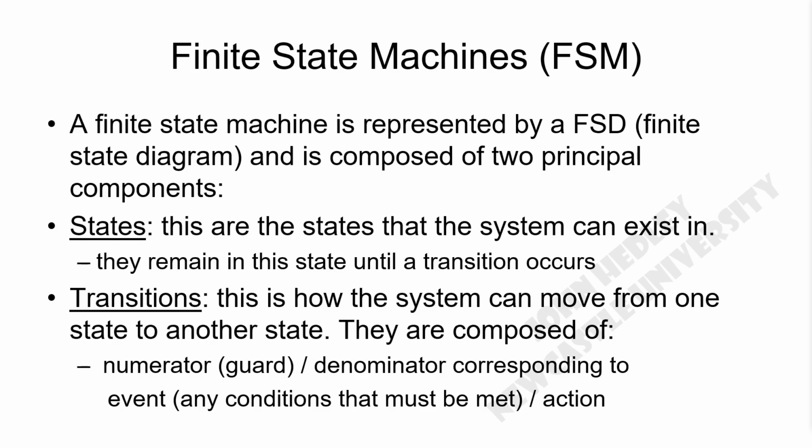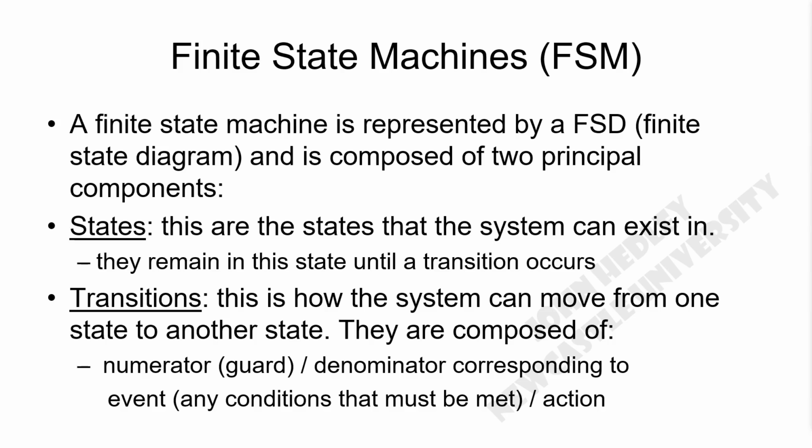A finite state machine is represented by a finite state diagram. This clearly shows what different states a system can be in, and how it can change from one state to another. The two principal components of a state transition diagram are circles, which indicate what state the system is in, and arrows which represent between which states the system can move, and in which direction.